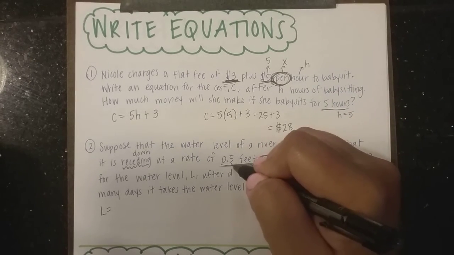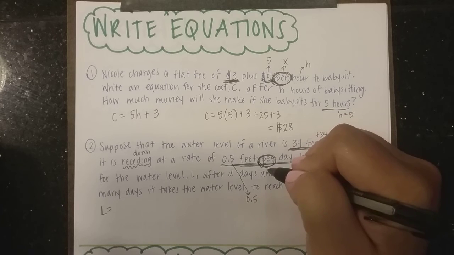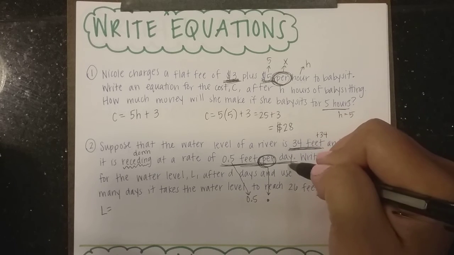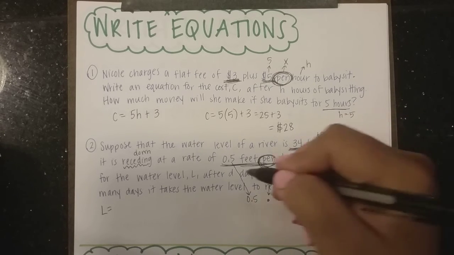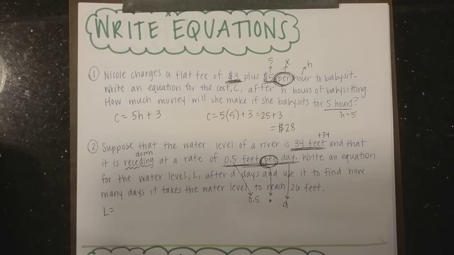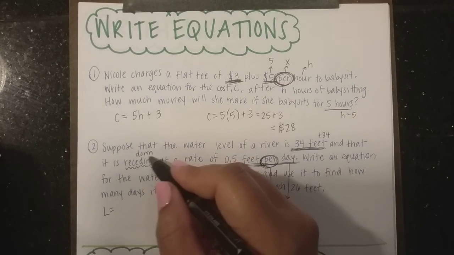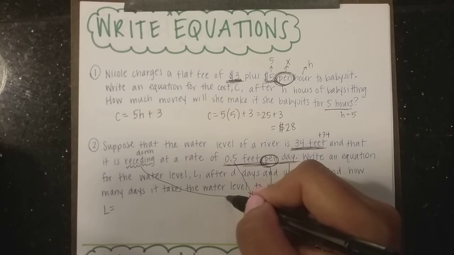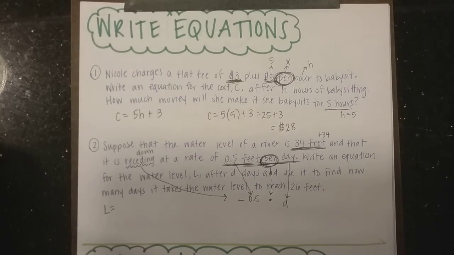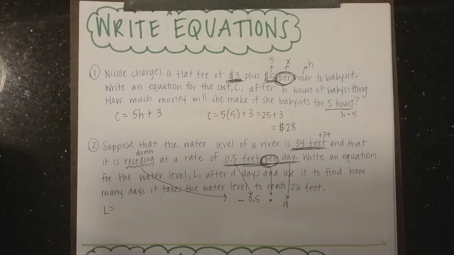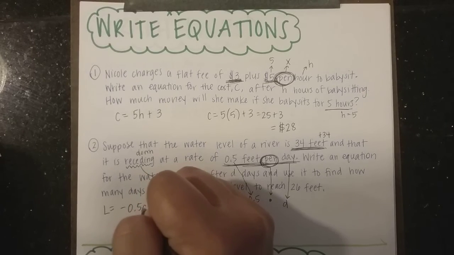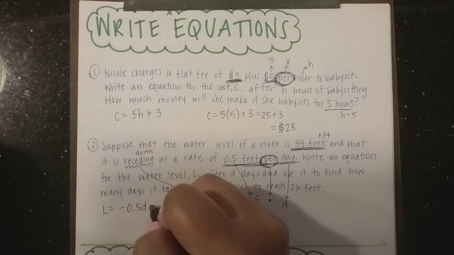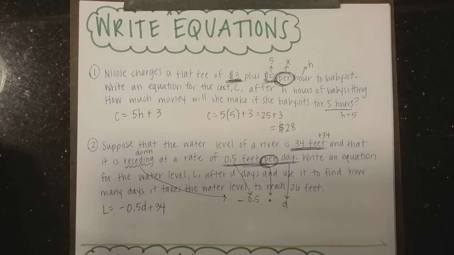Well, let's see, we'll come down. I got my 0.5, my per is multiplication, and then the day, which we know we're calling D because it's after D days. Okay, and then because it's receding, draw an arrow down there, that's going to end up being a negative 0.5 because it goes down 0.5 feet per day, right? So I'm going to bring that over, and I'm going to have my negative 0.5 times D plus the 34. All right, so there's my equation, negative 0.5D plus 34, and now I've got to answer the question, right?